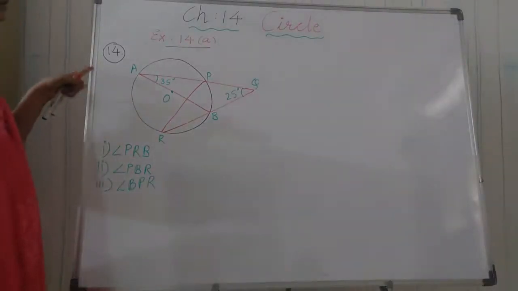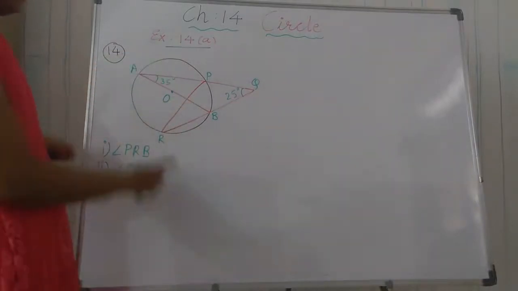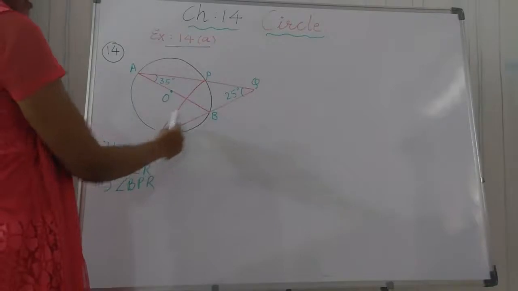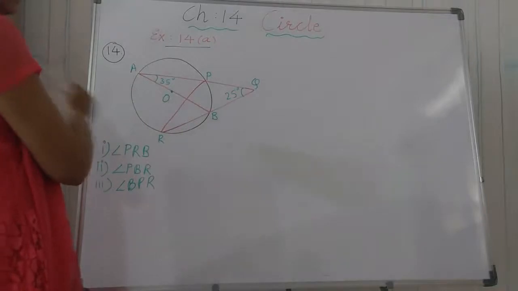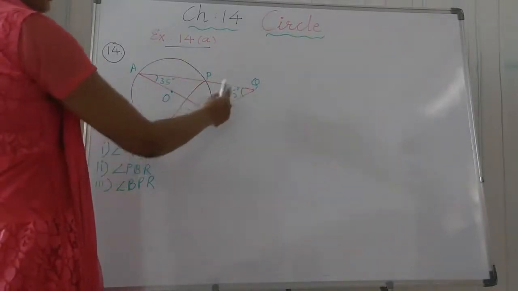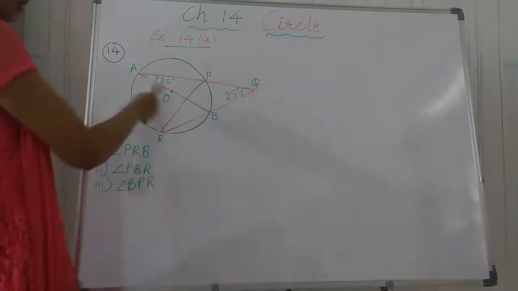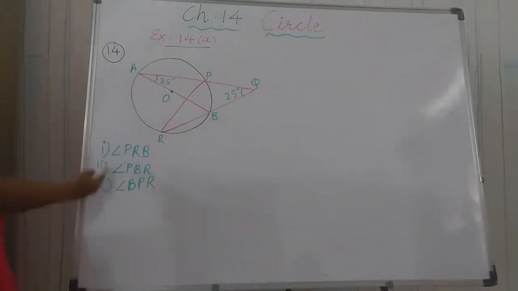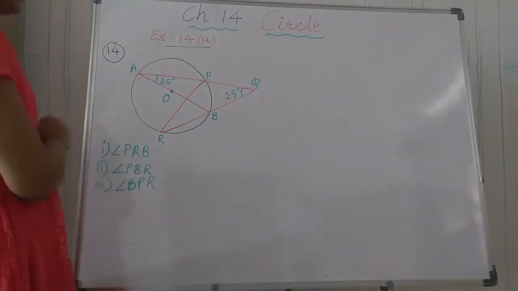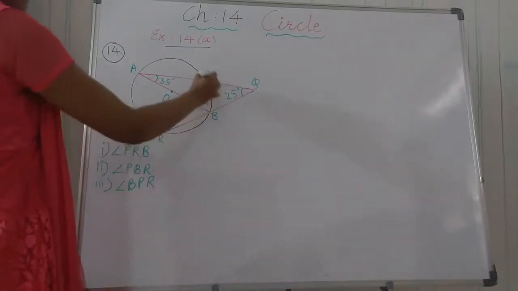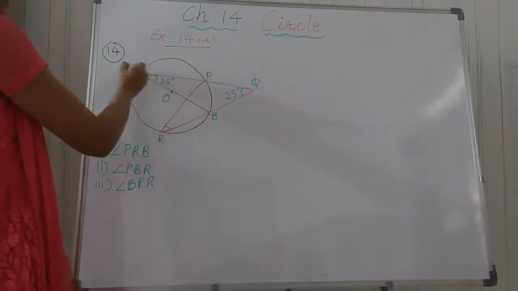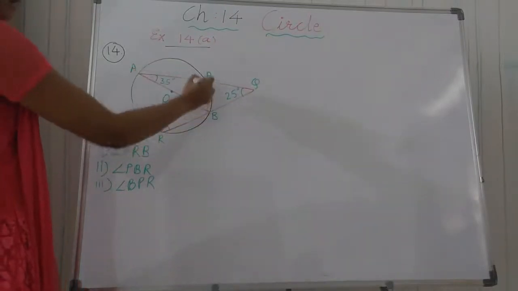In this question students, given this type of figure, here APQ is a straight line, RBQ is a straight line, angle PAB is given 35 degrees and angle AQR or AQB is given 25 degrees. O is the center of the circle. You want to find these three angles: PRB, PBR and BPR. So students, for the first angle PRB, this one, you see, this is the arc PB here. From this arc there are two angles, from PAB and PRB.